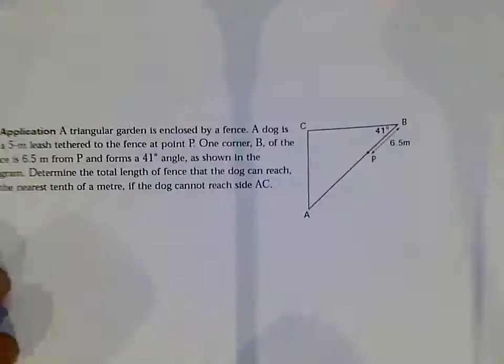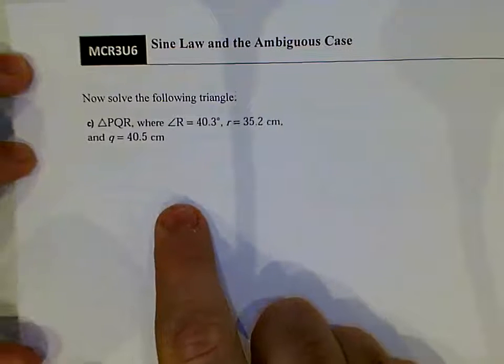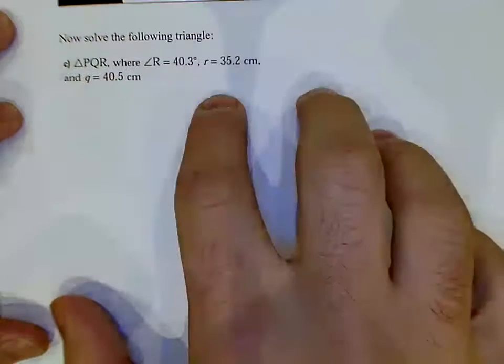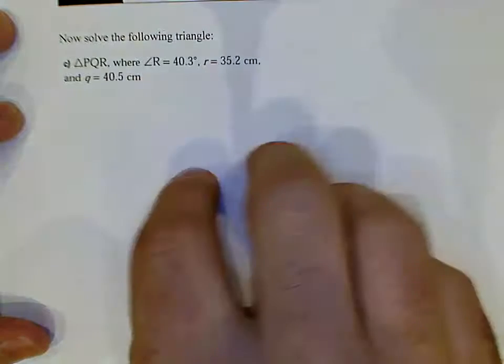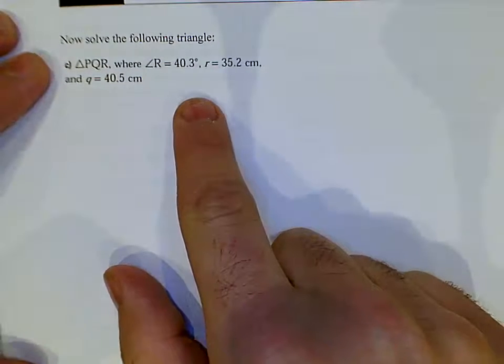Okay, let's flip over. It says now solve the following triangle. So I think what you're going to have to do for this is determine how many triangles you have and then solve them both fully, which means finding all of your angles, all of your side lengths.